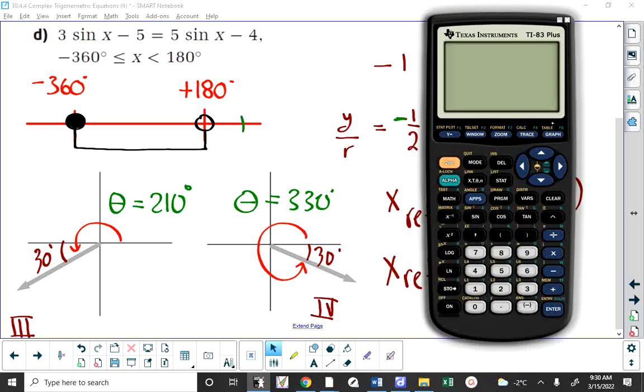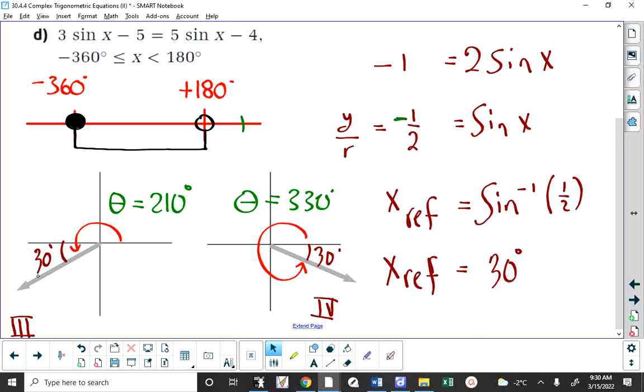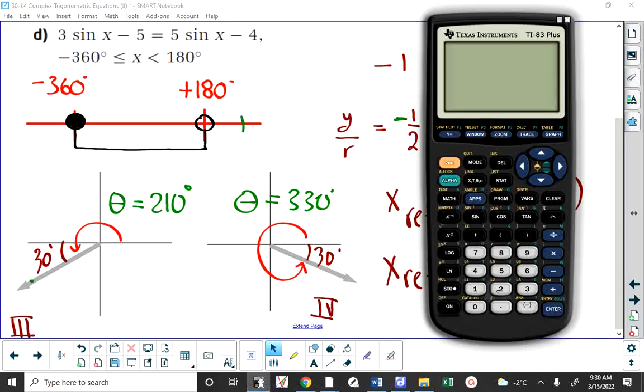$210 is not in there. Would you agree? Are there other angles that put you in the same place as this? Well, yeah. 210 plus 360 degrees does. If I can get my calculator going.